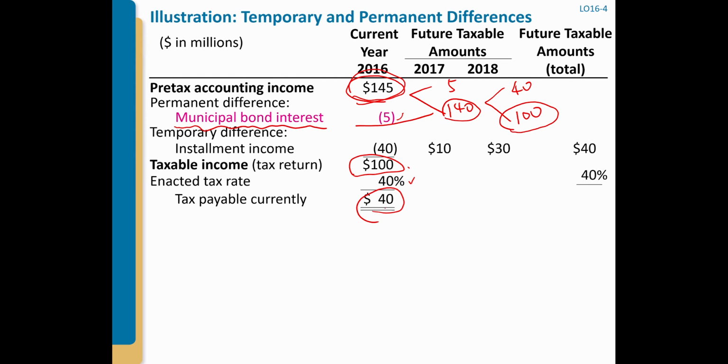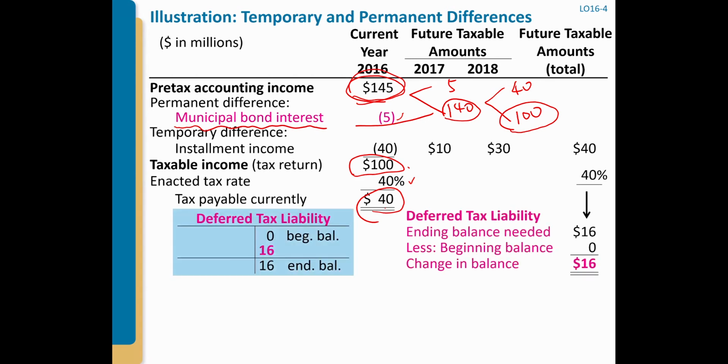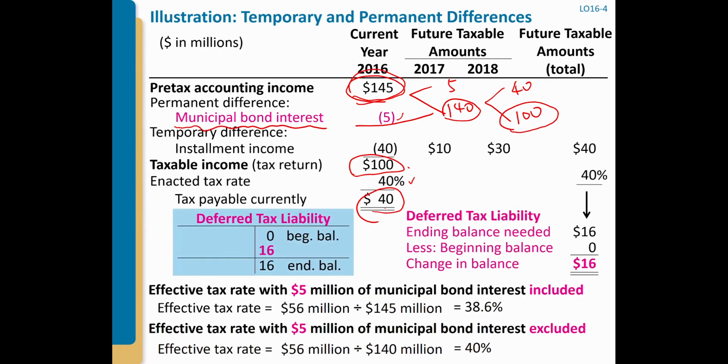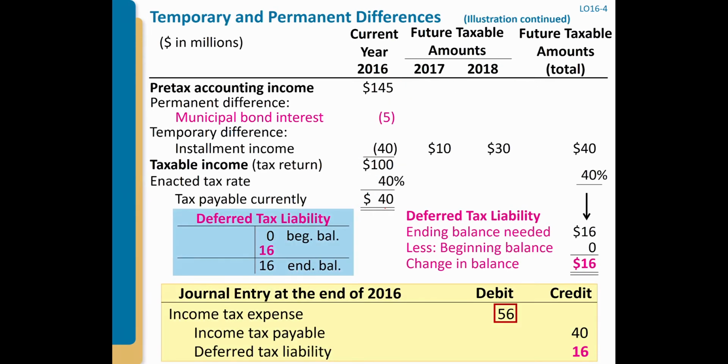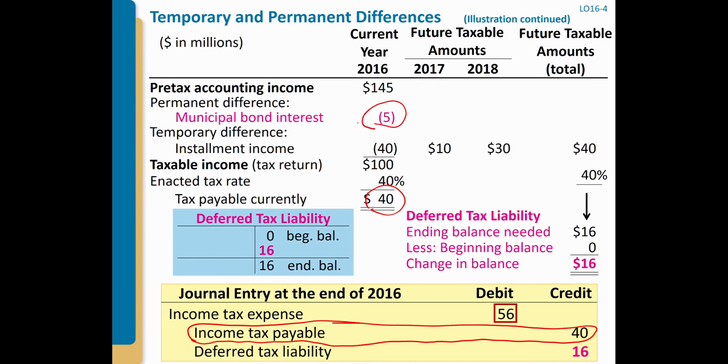40 million should be income tax payable. Let me go to the journals here. So 40 millions is income tax payable. That's how we get the 40 million. And then how about the temporary differences? Remember, the municipal bond interest is a permanent difference. You don't pay tax this year, and you will not pay tax in the future.